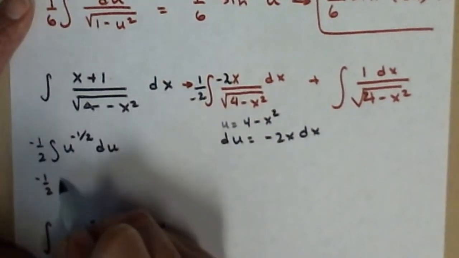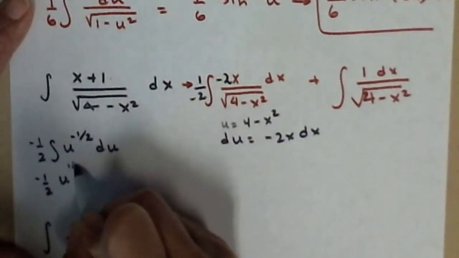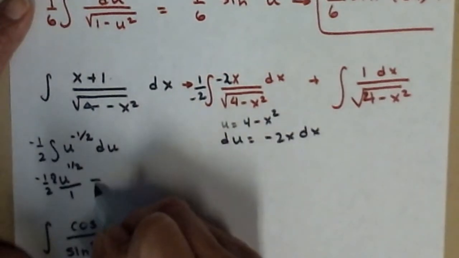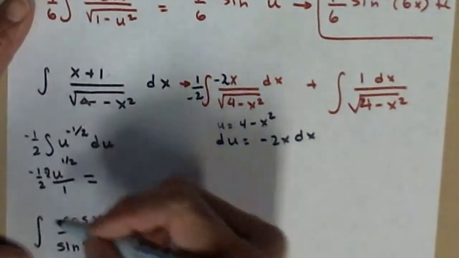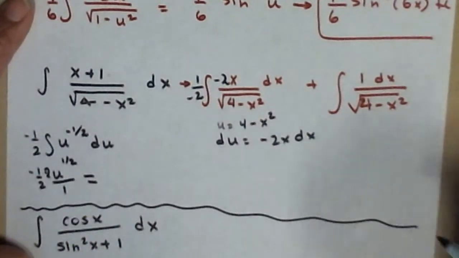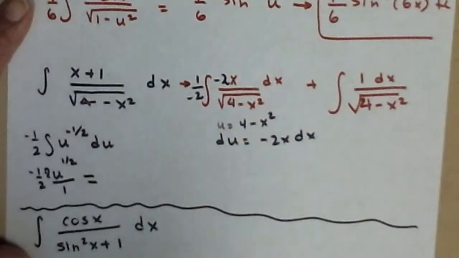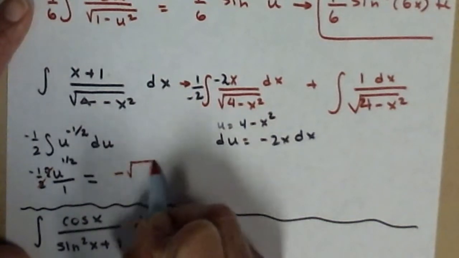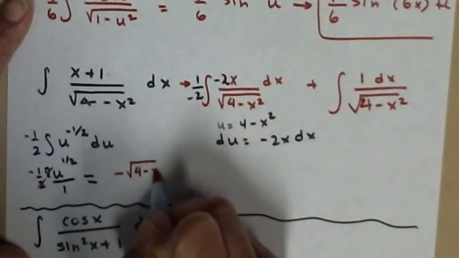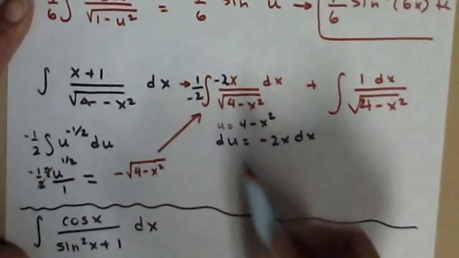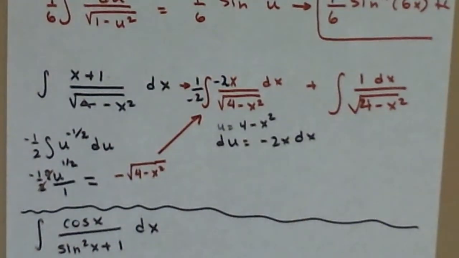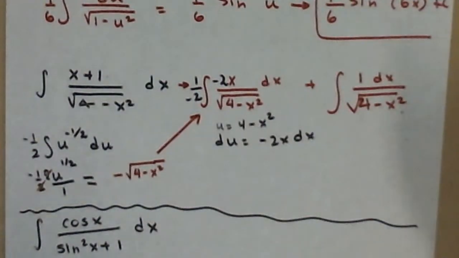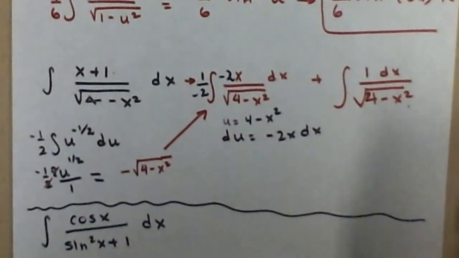So negative 1/2, u, power rule, 1/2 divided by 1/2. Okay, so just doing a little manipulating in here. Get rid of your 2's. I'll grab my color. I'm going to have negative square root of 4 minus x squared. That's the result of that first one. So that wasn't too bad. But now I still have my integral of 1 dx over radical 4 minus x squared.